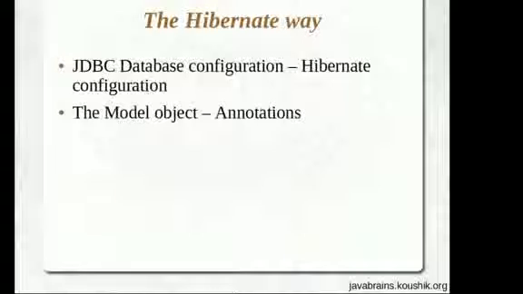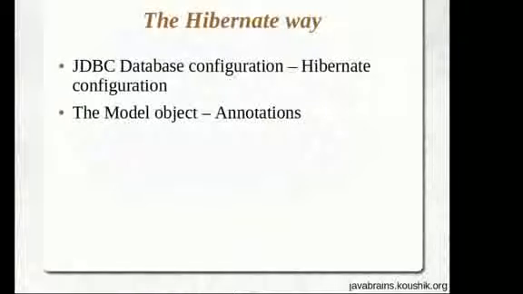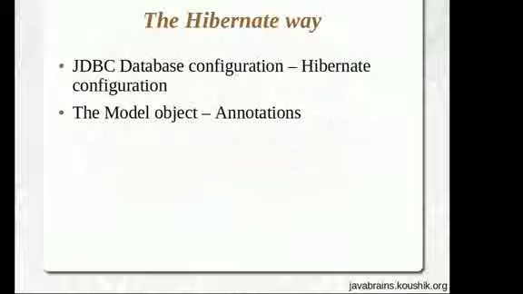Secondly, the model object. We will need to have a model object because Hibernate needs to know what object it needs to save. And we will have a model object and we will configure it in such a way that Hibernate knows what needs to be saved and how. This will be more clear when we start writing the code, but yes, the model object needs to be written, and we will configure Hibernate to get data out of this model object by using annotations.